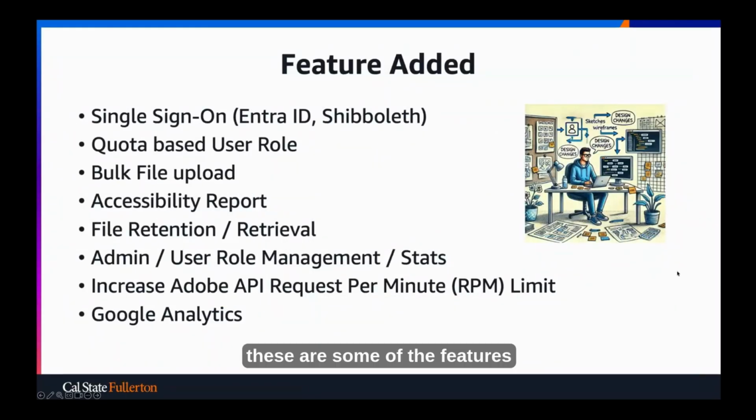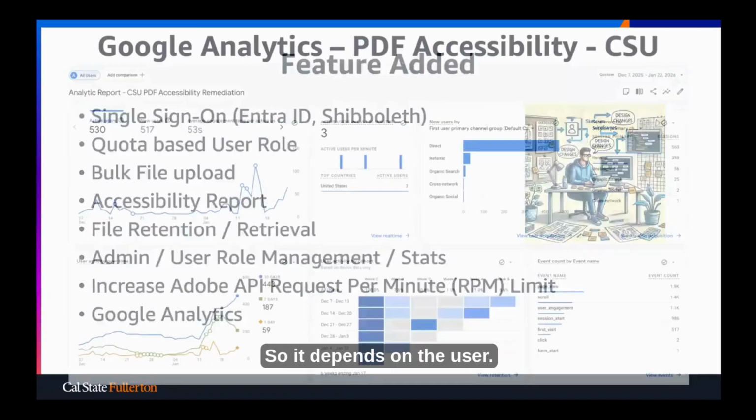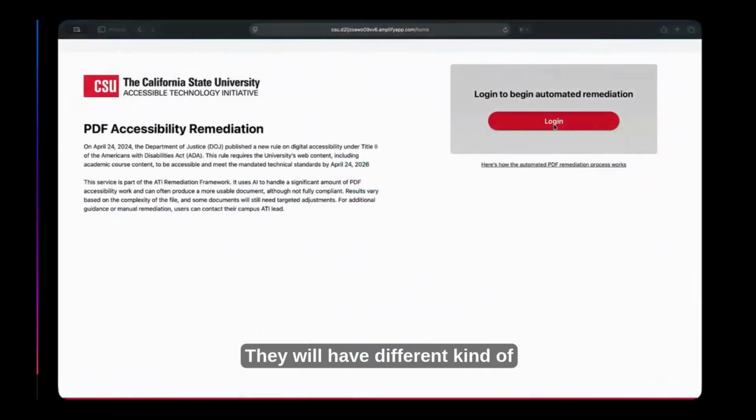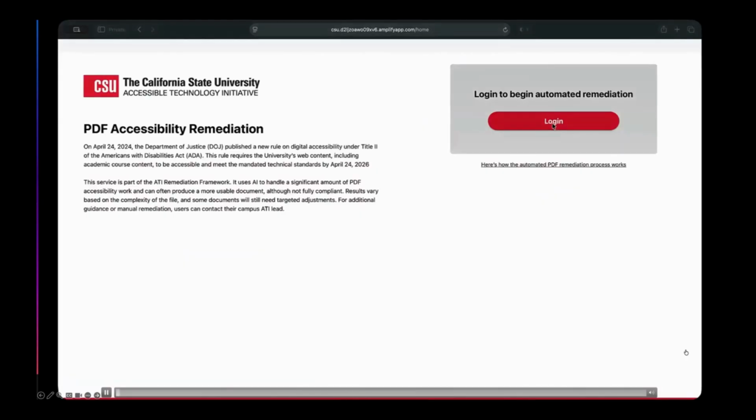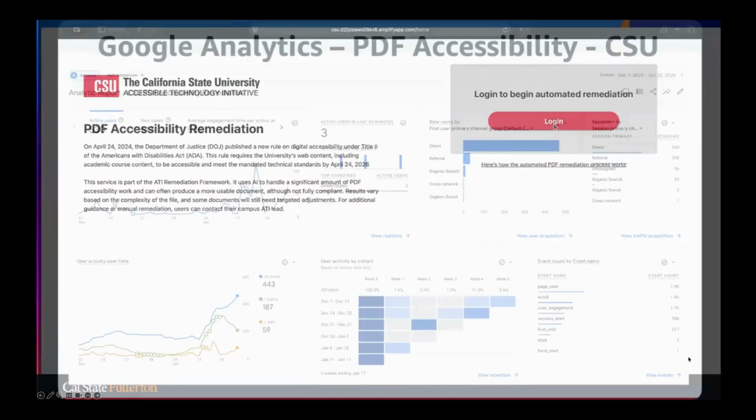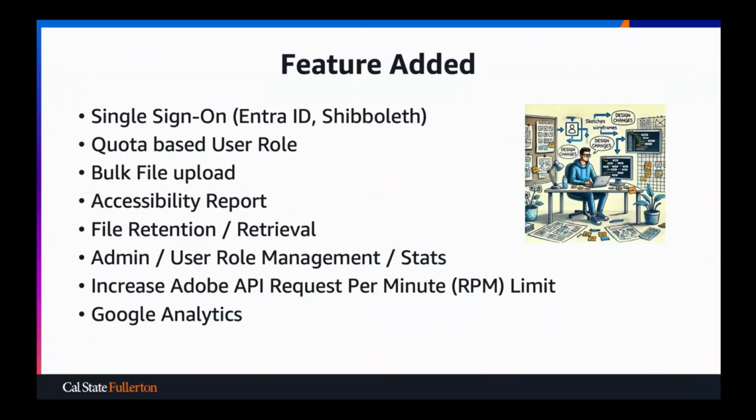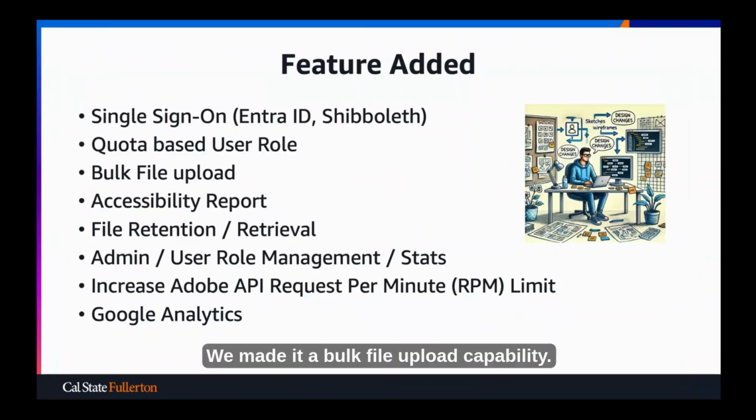So these are some of the features that were added. Single sign-on using the plugins within Cognito. We modified the user role, so depending on the user, they will have a different quota size. Oh, I think we're switching back to the slides. We made a bulk file upload capability. We made some accessibility report changes so people can print it instead of looking at the JSON files.